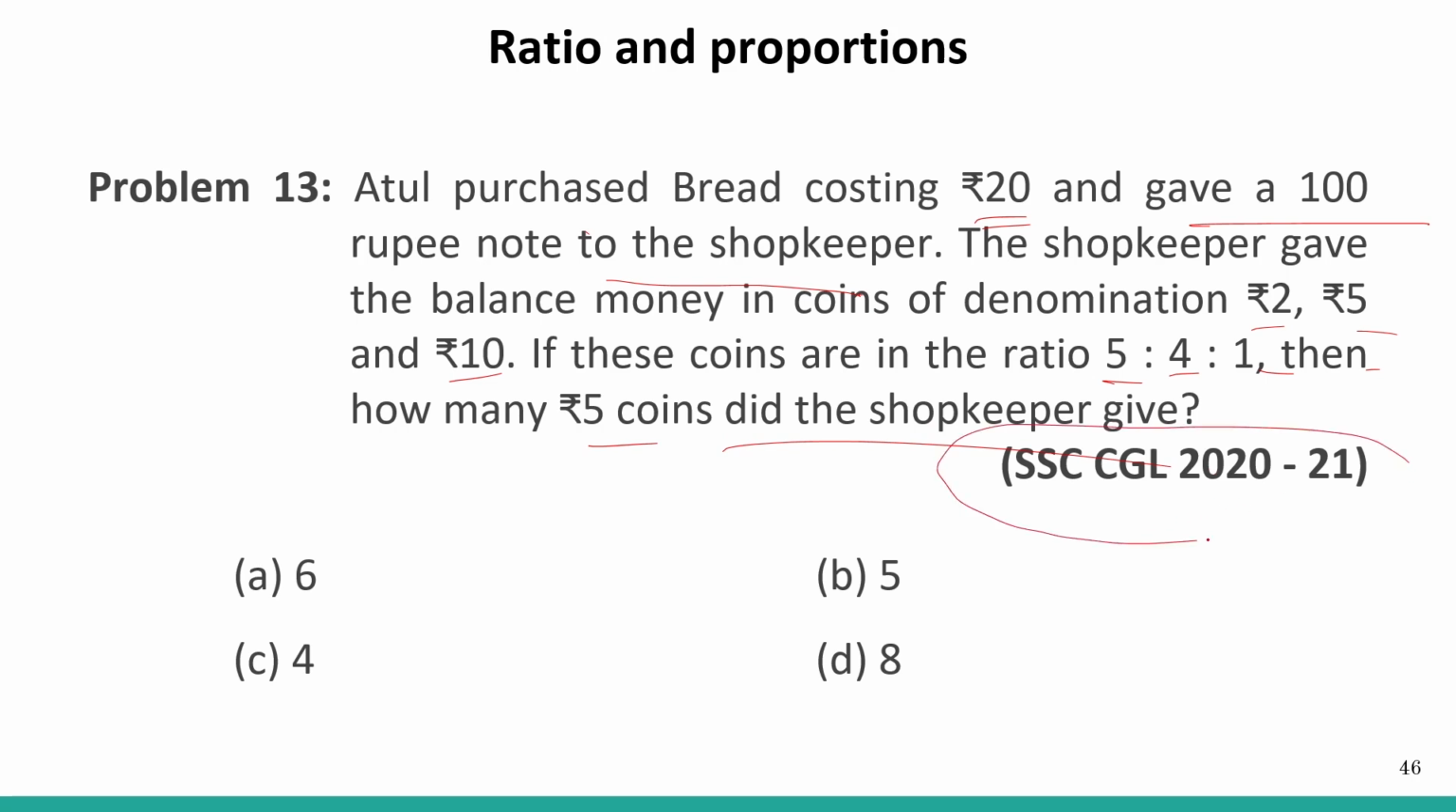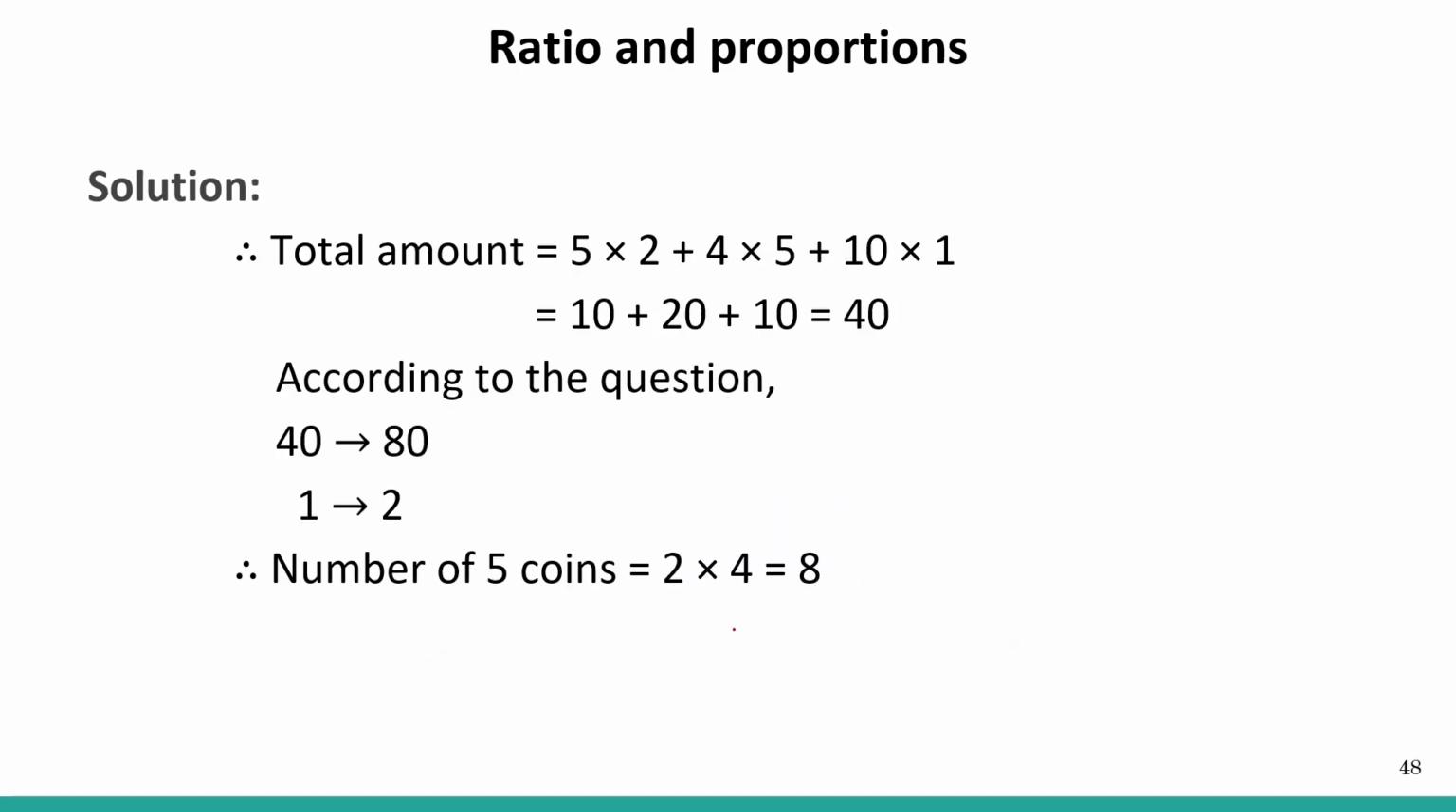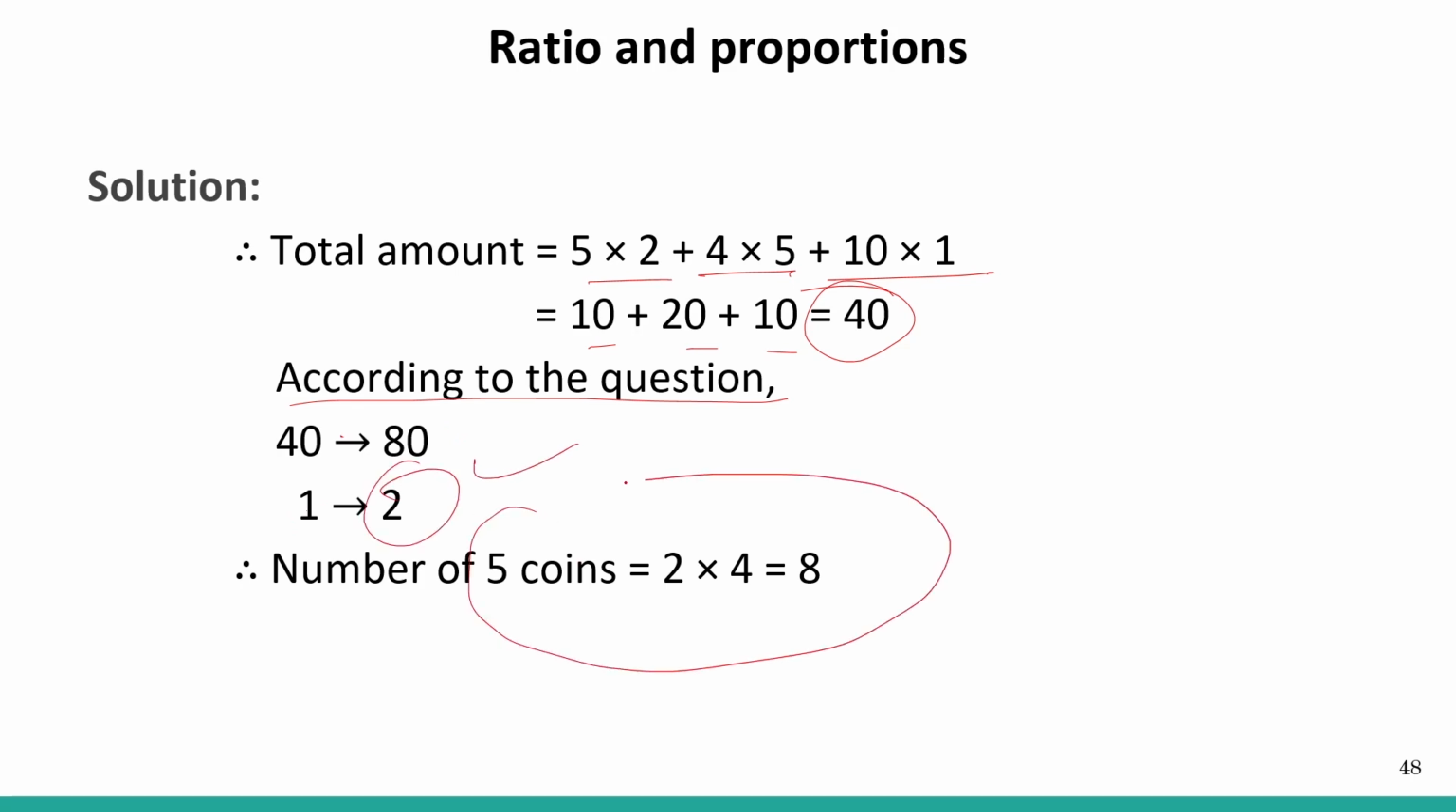So this question has been asked in SSC CGL 2020-21 exam. Okay, let's see which option among A, B, C or D is correct. So balance money is equal to 100 minus 20 is equal to 80 rupees. So the ratio of 2, 5 and 10 coins is 5:4:1. Okay, so total amount is 5 into 2 plus 4 into 5 plus 10 into 1. So this will be equal to 10 plus 20 plus 10 is equal to 40. So according to the question, 40 represents 80. So 1 represents what? 2. So the number of 5 rupee coins will be 2 into 4 is equal to 8. So the number of 5 rupee coins that we will be getting is 8.